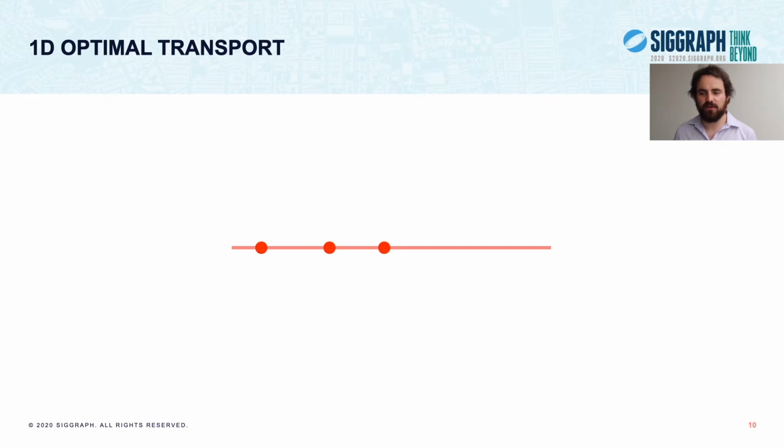Let's say we have 3 points and we want to compute the transport cost to a uniform measure on the pink line. Well, what you would do is just sort the points, split your interval into equal parts, and then you just take the first point that you map onto the first part, and then the second point onto the second part, and the third point onto the third part. And that's it. You've computed optimal transport in one dimension.